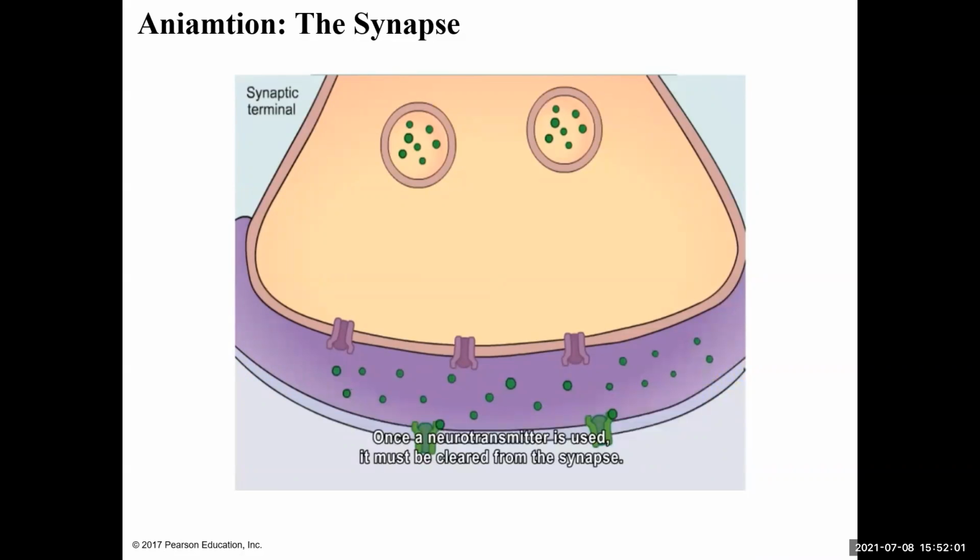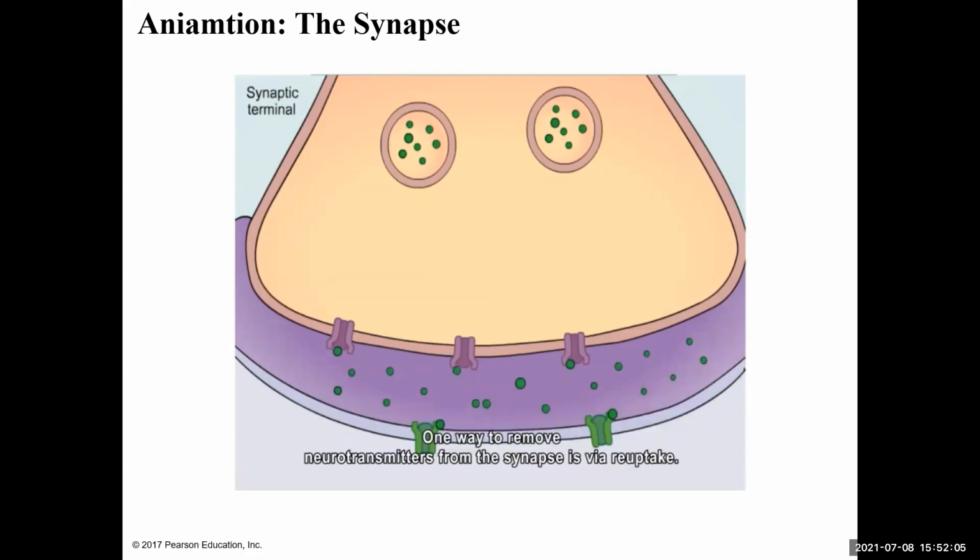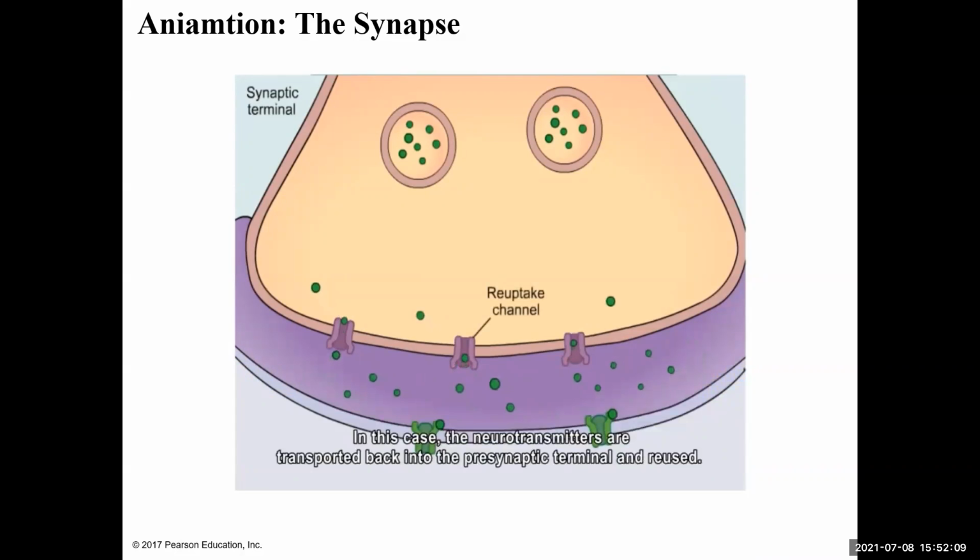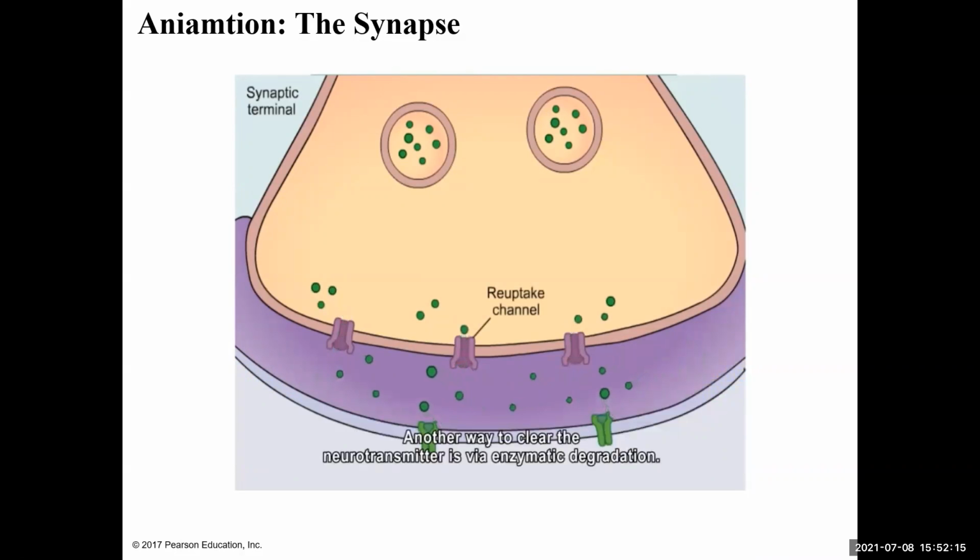Once a neurotransmitter is used, it must be cleared from the synapse. One way to remove neurotransmitters from the synapse is via reuptake. In this case, the neurotransmitters are transported back into the presynaptic terminal and reused. Another way to clear the neurotransmitter is via enzymatic degradation. In this case, the enzymes degrade any neurotransmitters left in the synaptic gap.